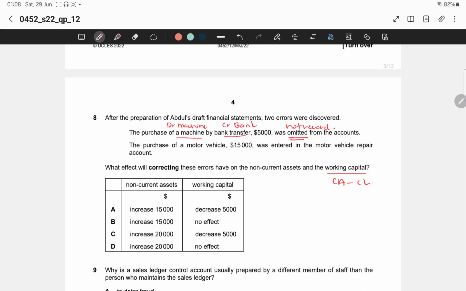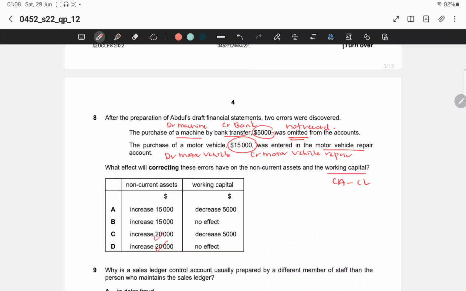The purchase of motor vehicle 15,000, but you entered it wrongly in the motor vehicle repair account. So you need to cancel the motor vehicle repair, which is an expense. To correct the error, you credit motor vehicle repair and debit motor vehicle, because motor vehicle is a non-current asset. So motor vehicle and machine are both non-current assets, so together they increase.